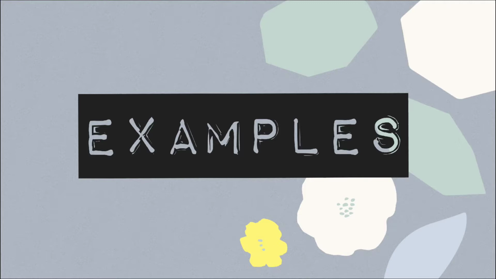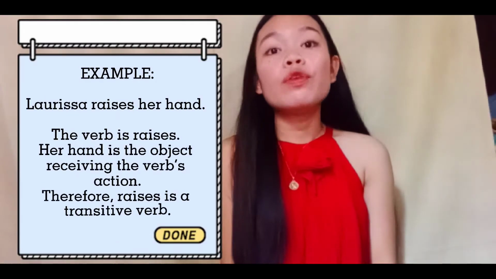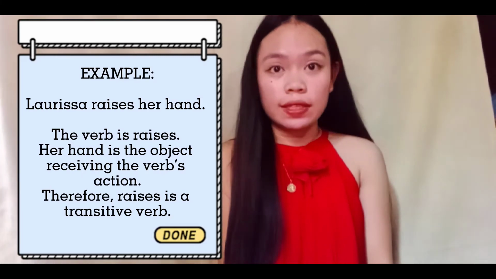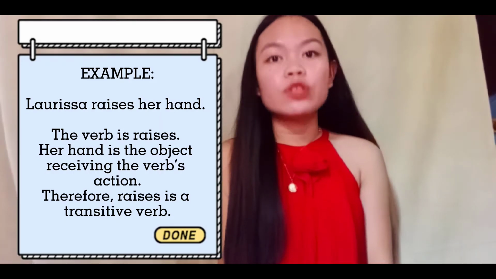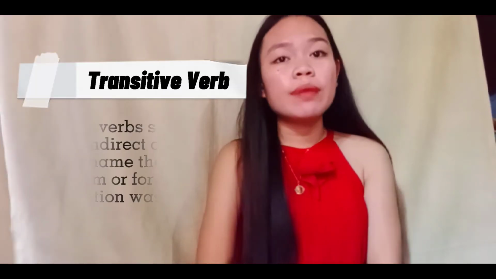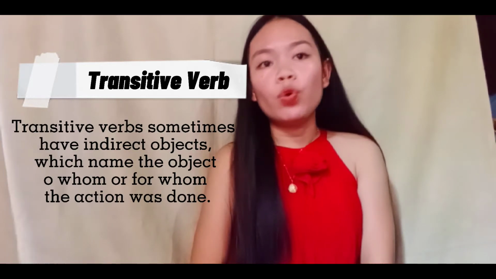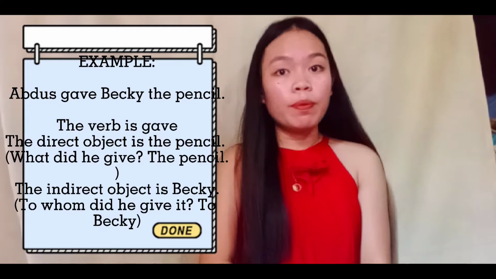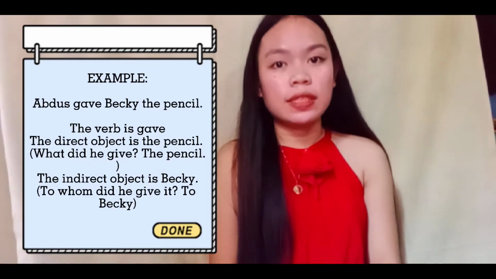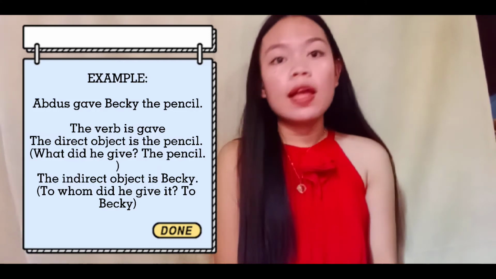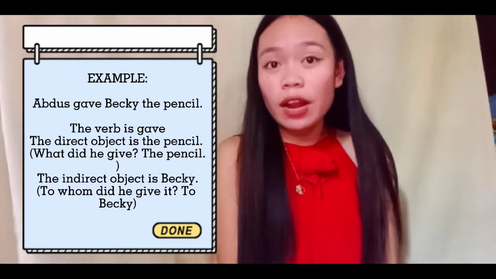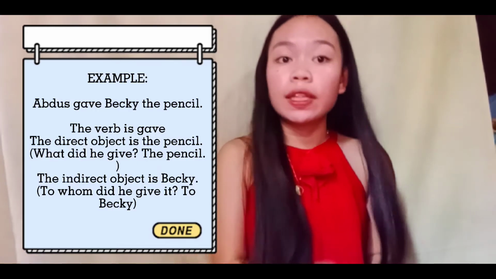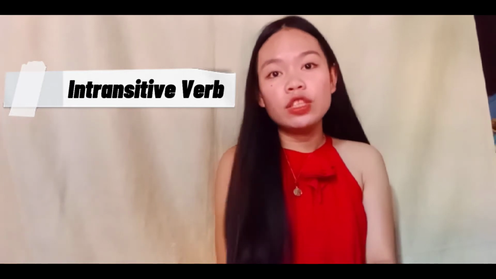Action verbs can be either transitive or intransitive. For example, Larissa raises her hand. The verb is raises. Her hand is the object receiving the verb's action. Therefore, raises is a transitive verb. Transitive verbs sometimes have indirect objects, which name the objects to whom or for whom the action was done. For example, Abdas gave Becky the pencil. The verb is gave. The direct object is the pencil. What did he give? Of course, the pencil. The indirect object is Becky. To whom did he give it? To Becky.